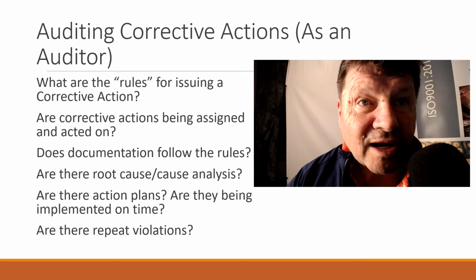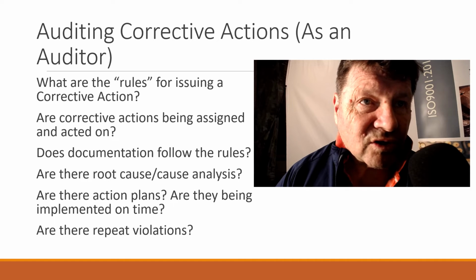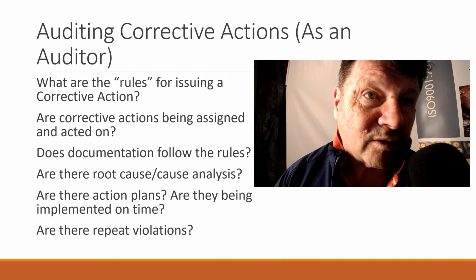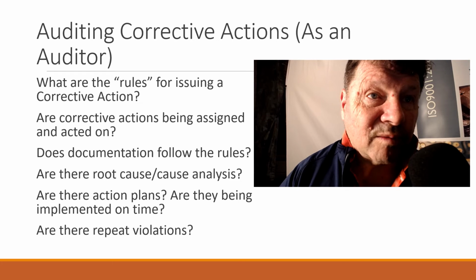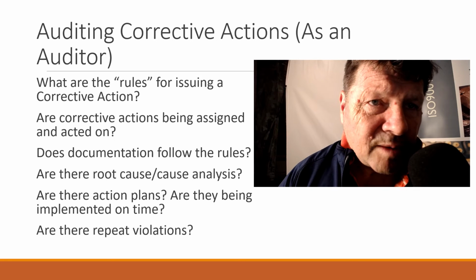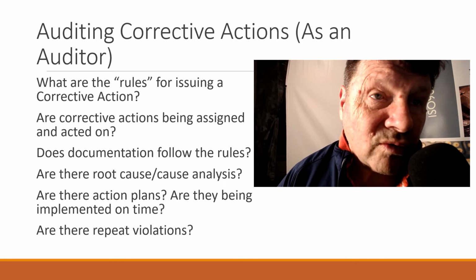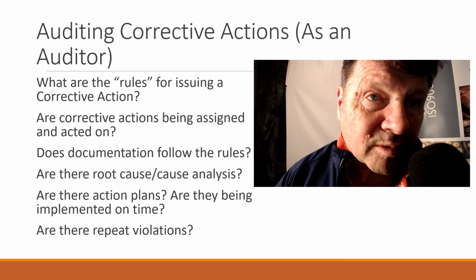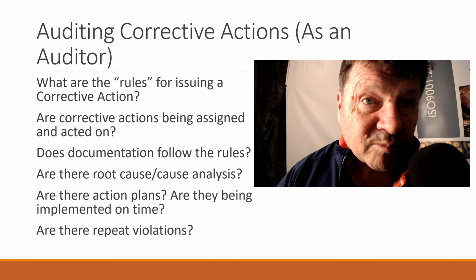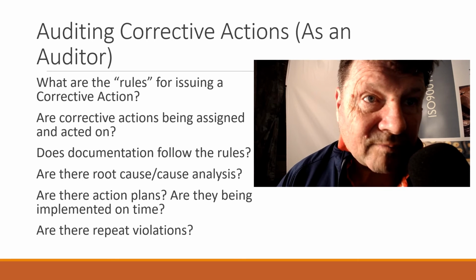Second question is, are corrective actions being assigned and acted on? It's one thing to issue them. It's another thing for somebody to act on them. Third thing is, does the documentation of all of this follow the rules that are set out in the corrective action plan? That's up to you to decide what the plan is, but it's up to me to come in and check and see if that was done properly. Next question is root cause analysis. Has there been some kind of cause analysis done? The preferred method for this is the 5 Whys method, but it's not necessarily required by the standard that you do that. But you do have to arrive at a cause for the problem so that you can fix something. Next thing is, are there action plans? Are they actually being implemented on time? Sometimes there's a deadline. This plan will be implemented by September 1st, and it doesn't get implemented by September 1st. Then what have I got?